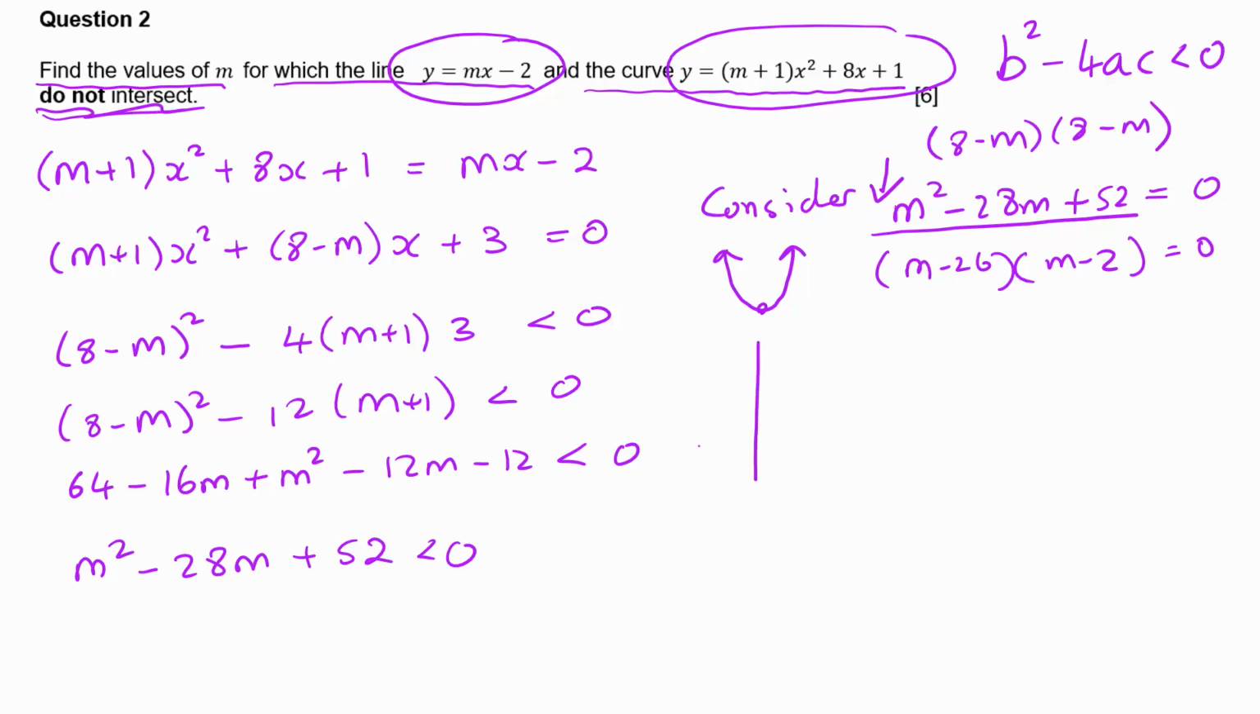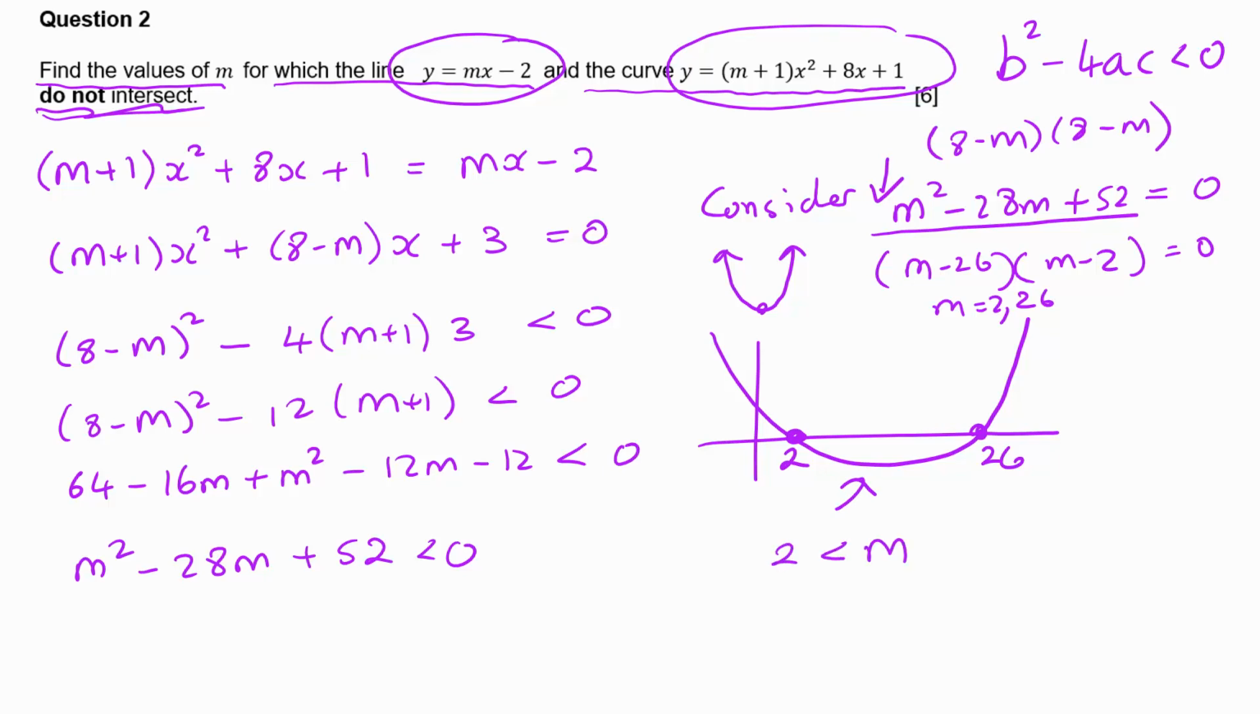So what that's going to look like is it's going to come down and up like that with the x-intercepts at 2 and 26, because from here (m minus 26)(m minus 2) is 0, we get m is 2 or 26. Now we're after where it's less than 0, in other words, where it's below the axis. It's below the axis between these two values. So we can see it's below the axis here, and therefore m is between 2 and 26.